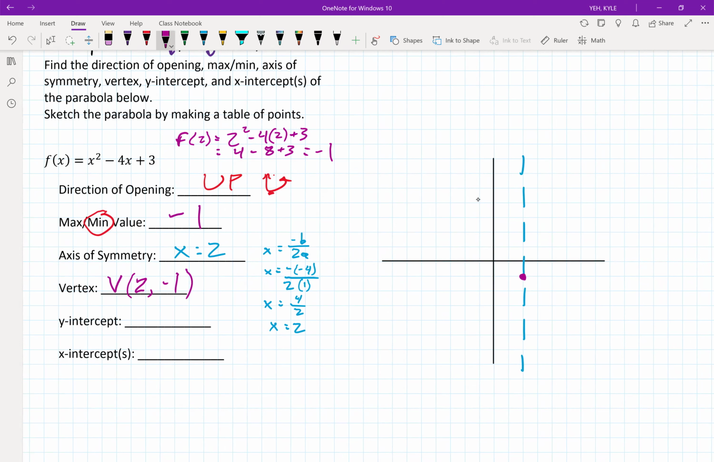My minimum value is going to be negative 1, because remember, if that's the vertex and this is opening up, it will look something like that. So what was the lowest that our parabola went? The lowest was negative 1. Guys, the max or the min is always going to be the y-coordinate of the vertex, because the vertex is the lowest or highest point. And so we know that the vertex, the y-coordinate was negative 1. Now we know that the minimum value is negative 1.